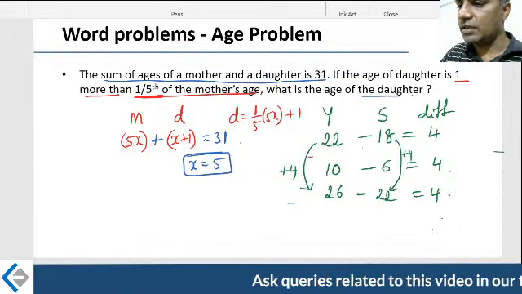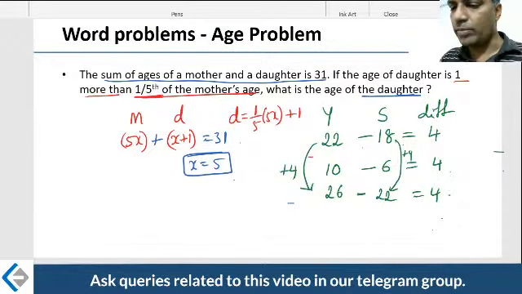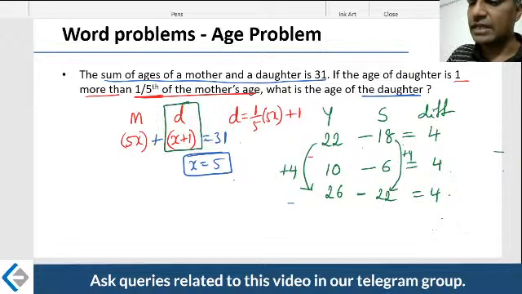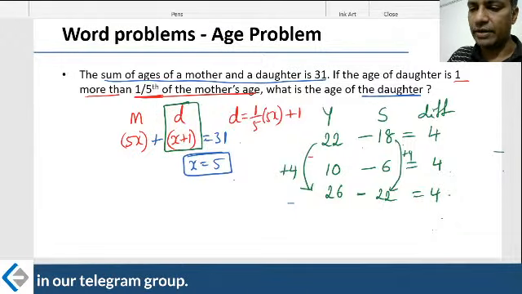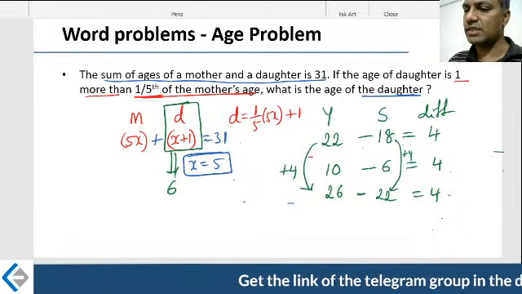What is the age of the daughter? Already the age of the daughter is x plus 1. X is nobody's age. Using x, I have to find somebody's age, right? The question is, what is the age of the daughter? Age of the daughter is x plus 1. We know x is nothing but 5. Therefore, the age of the daughter is 6 years. Alright, which is the answer to the given question. That is the age of the daughter.